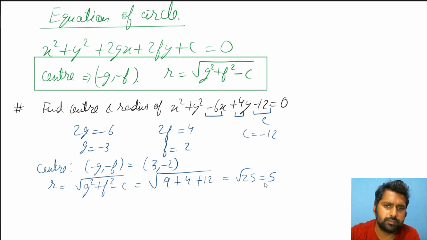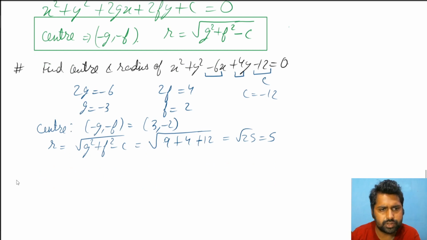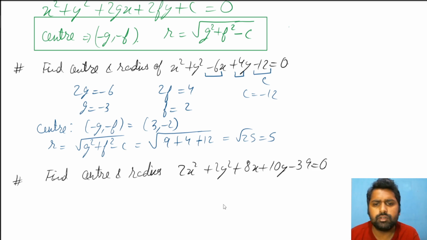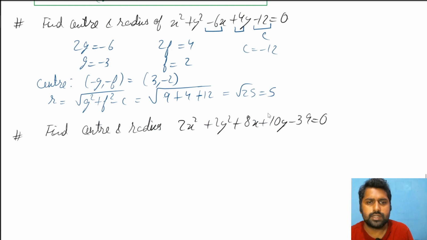All right. Let's see one manipulation of this. Find the same thing, center and radius. This time the equation is 2x square plus 2y square plus 8x plus 10y minus 39. And you have to tell where the center is in terms of coordinates, and the radius. Now you cannot directly use this time that this is the coefficient of x, so this is 2g.